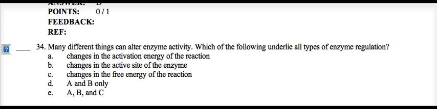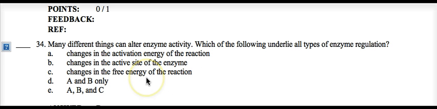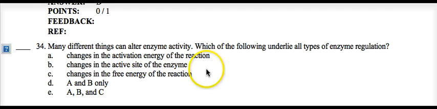Okay, number 34. Many different things can alter enzyme activity. Which of the following underlie all types of enzyme regulation? A. Changes in the activation energy of the reaction. B. Changes in the active site of the enzyme. C. Changes in the free energy of the reaction. And then we have an A and B and an ABC. So what do you think?